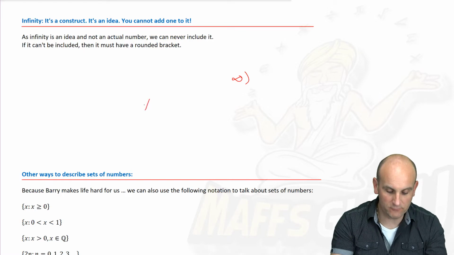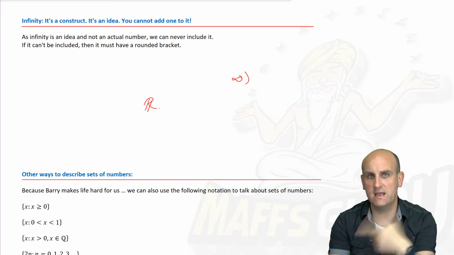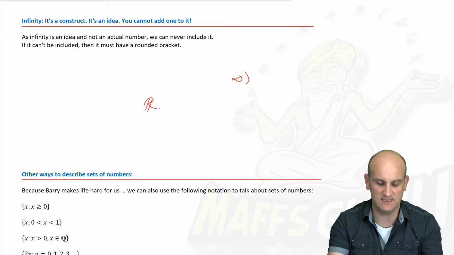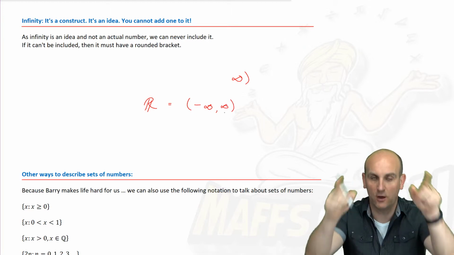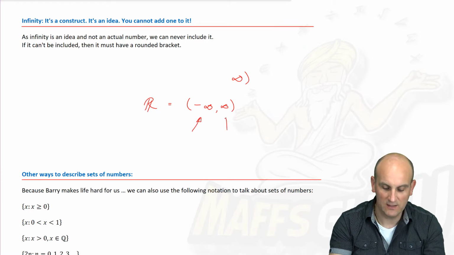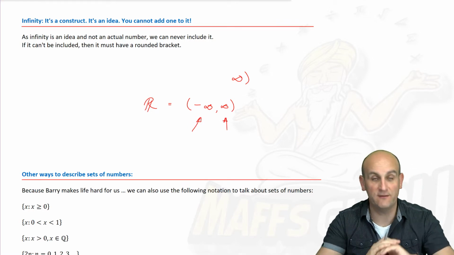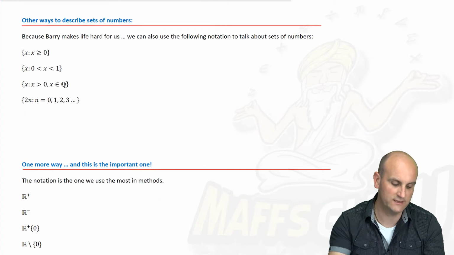So going back to my real numbers, what were my real numbers? Everything from minus infinity to plus infinity, yes? So my real numbers can now be re-expressed as minus infinity to infinity. Curvy brackets, comma in between them. This is my smallest value. That is my largest value. And now you have everything you need to know about interval notation.